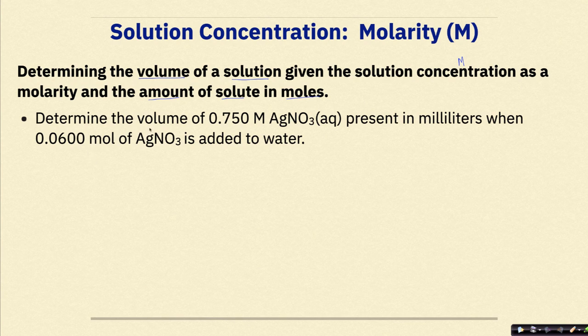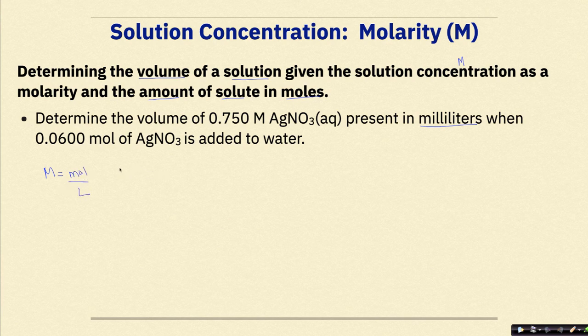So determine the volume of 0.750 molar AgNO3 aqueous present in milliliters. We're going to have to keep that in mind here. When 0.0600 moles of AgNO3 is added to water. Fantastic. So molarity is equal to moles over liters.